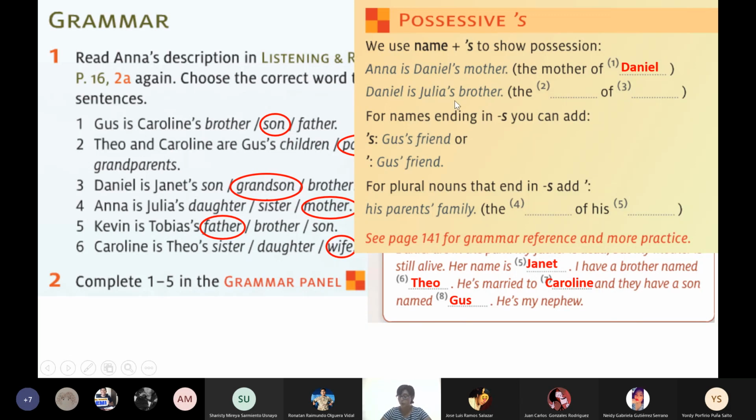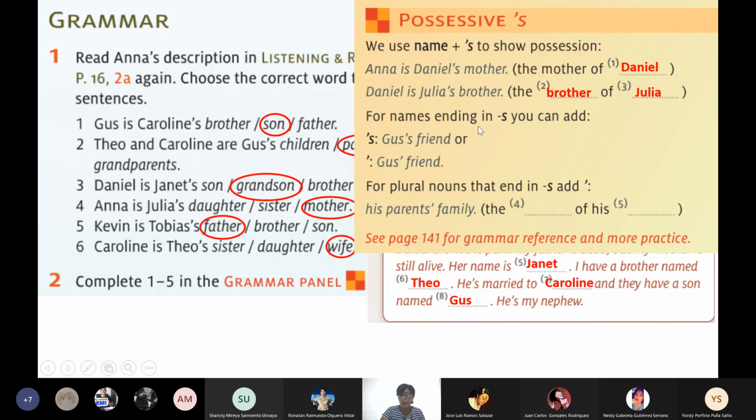Daniel is Julia's brother. Sharisti, una vez más, puede completar el número 2 y el 3. So, Daniel is... brother de Julia. Yeah, perfect. So Daniel is the brother of Julia, right? Todos sabemos que Daniel es el hermano de Julia. So we're gonna say Daniel is Julia's brother. Yes? Daniel is Julia's brother.